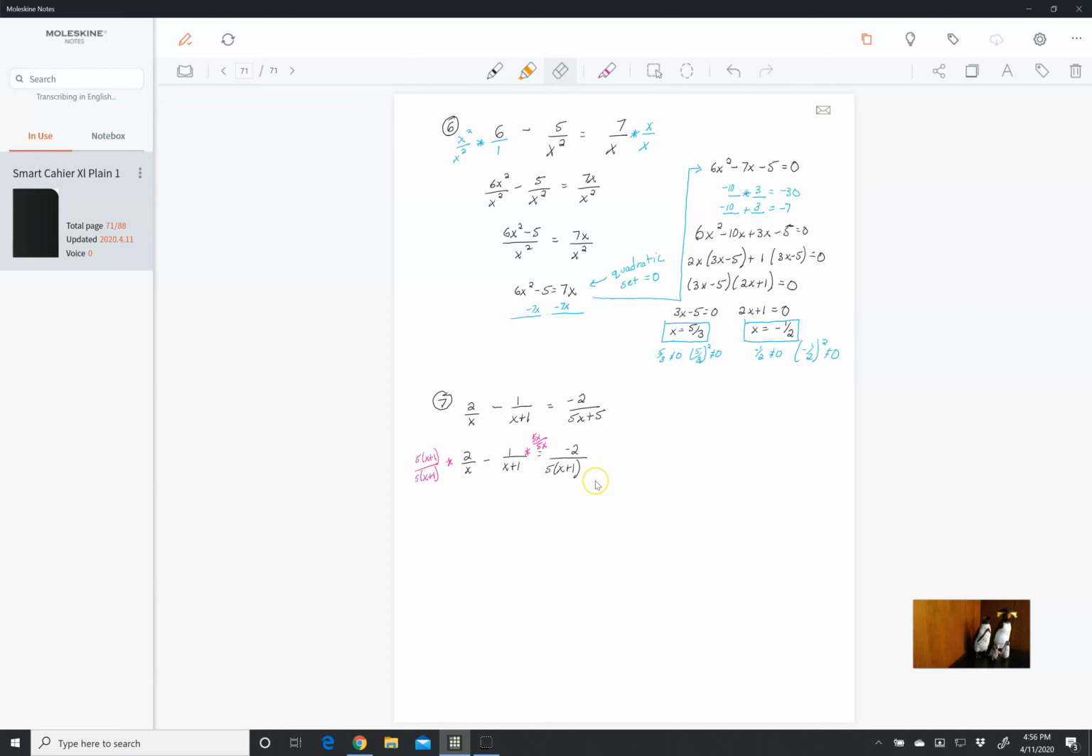This one has an x, this one doesn't. Okay, so we'll be careful here. This is an x plus 1, it's not an x. This one has an x plus 1, this one already has it. So this one only needs to be multiplied by x over x.